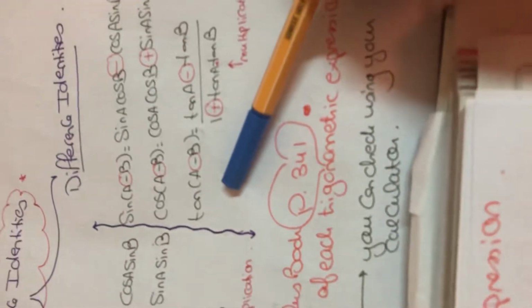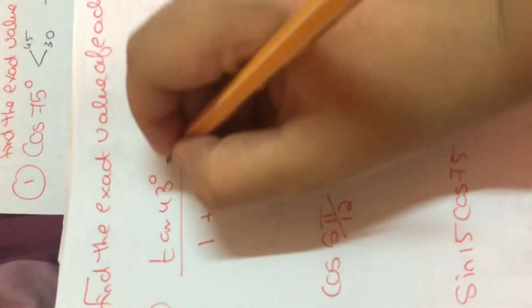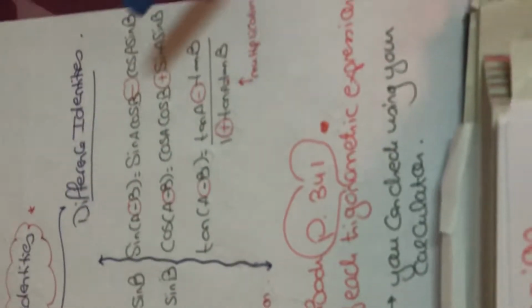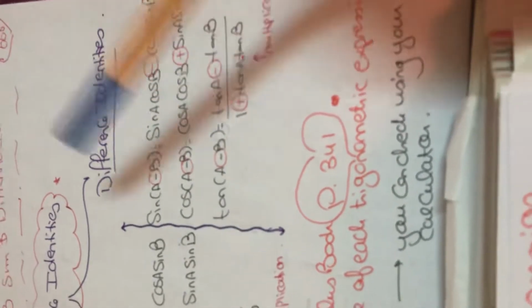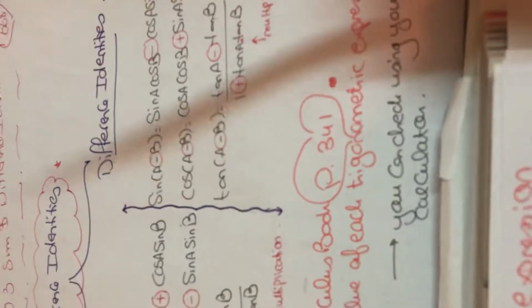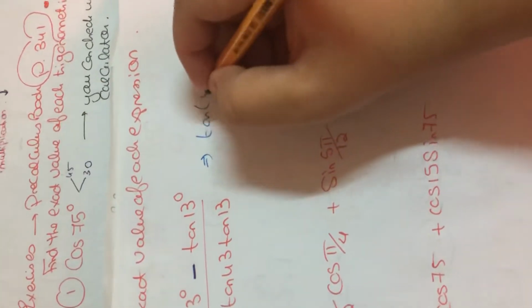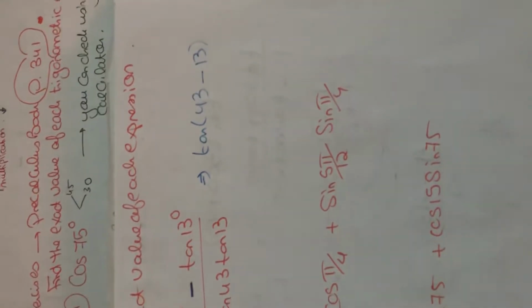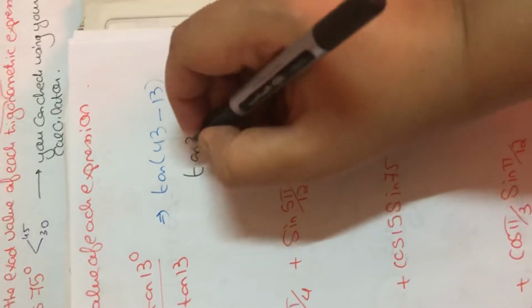I just need to go back. I just need to think this is a tan and it has a minus in the numerator and a plus in the denominator. Which case is this? A minus and a plus in the denominator. So it's a difference identity, tan A minus B. So I'm just going to cut it short and it will be tan 43 minus 13. And tan 43 minus 13 is tan 30.